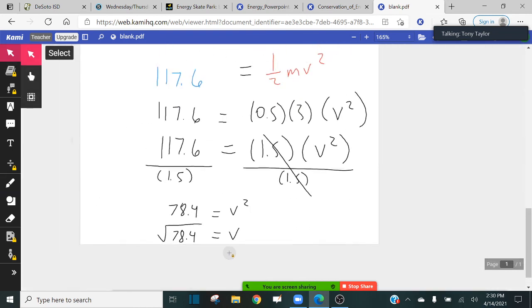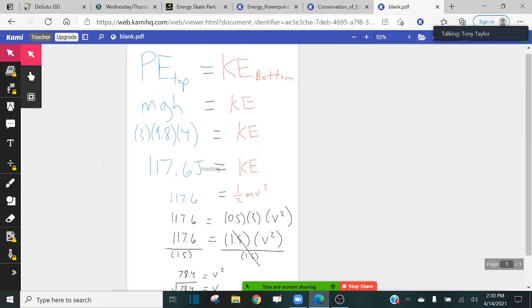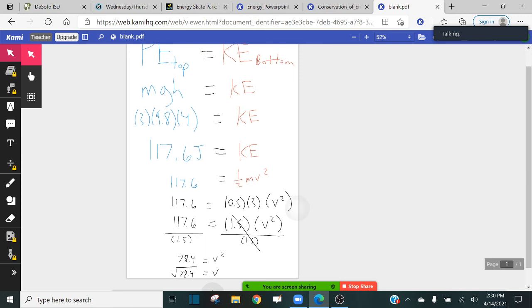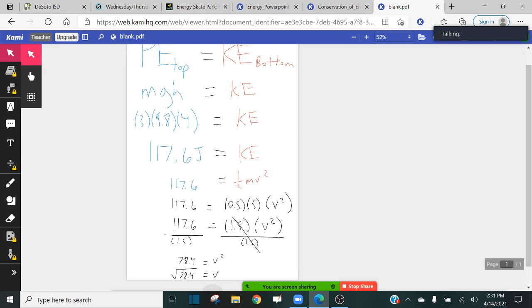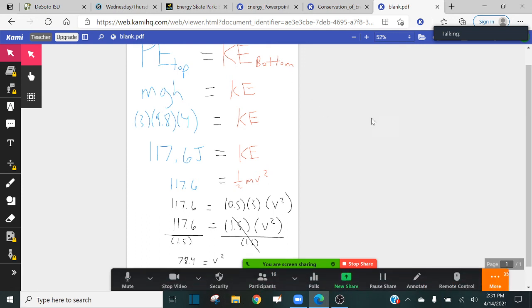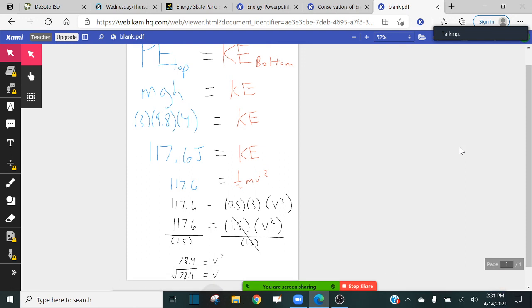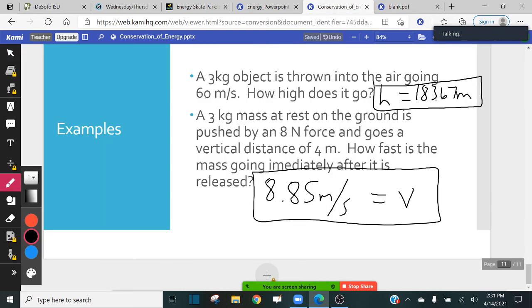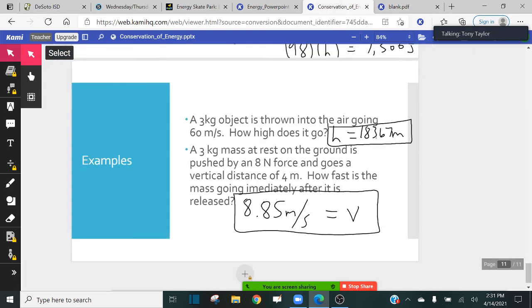Anybody want me to zoom out here so y'all can see the whole thing? Okay. You're welcome, Angelina. Okay. Any final questions for me?